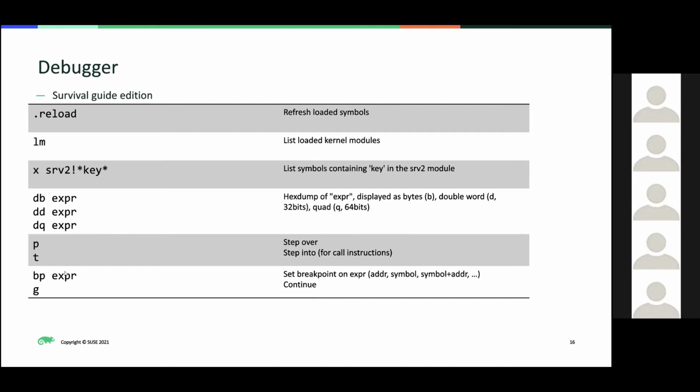You can set breakpoints with BP. You can break on addresses, symbols, or symbol plus an offset. For example, you can break on a function, like let's say the 10th instruction of the function. It would be BP, that function name plus the offset of that 10th instruction. And G is for continuing when you hit a breakpoint.